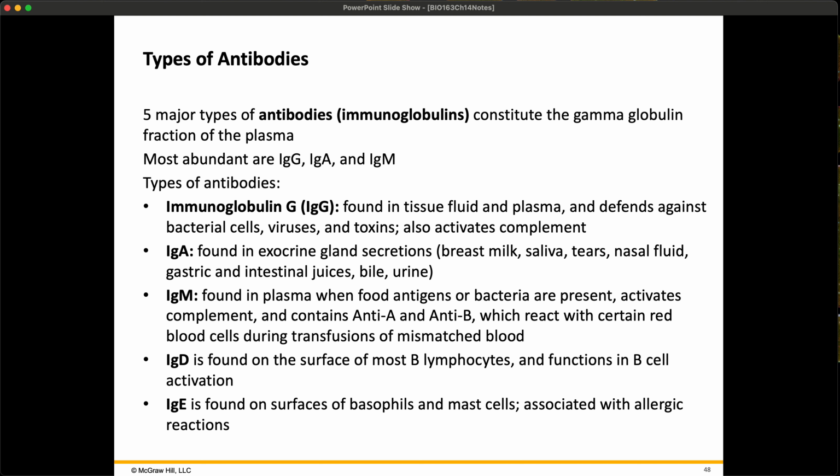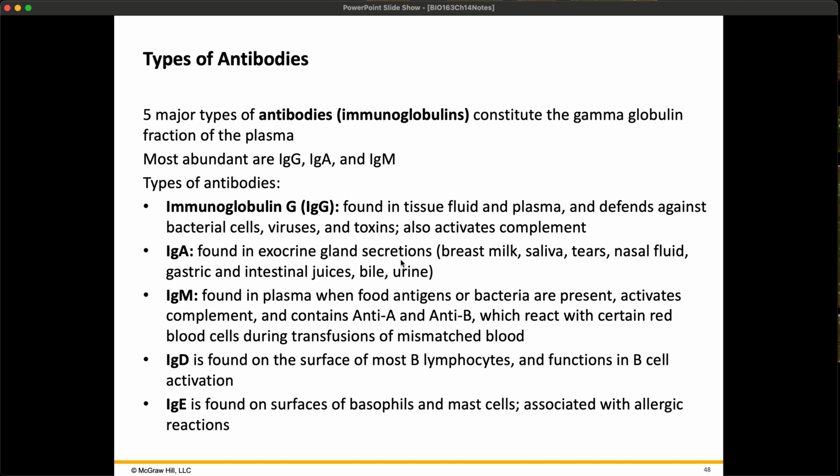There are 5 major types, but there are others. 5 major types of antibodies. They are the gamma globulin fraction of the plasma, the most abundant being IgG, IgA, and IgM. So IgG is found in tissue and plasma, defends against bacterial cells, viruses, toxins, and activates that complement cascade.